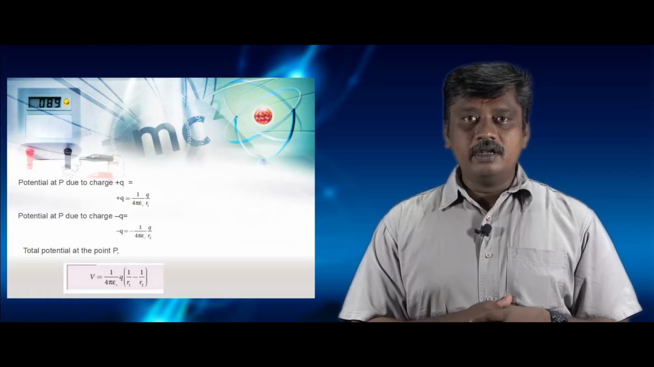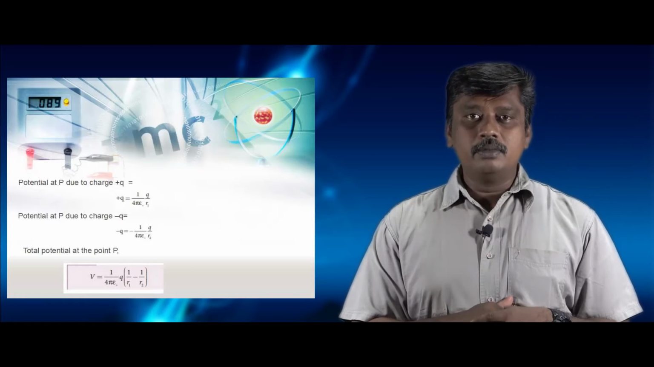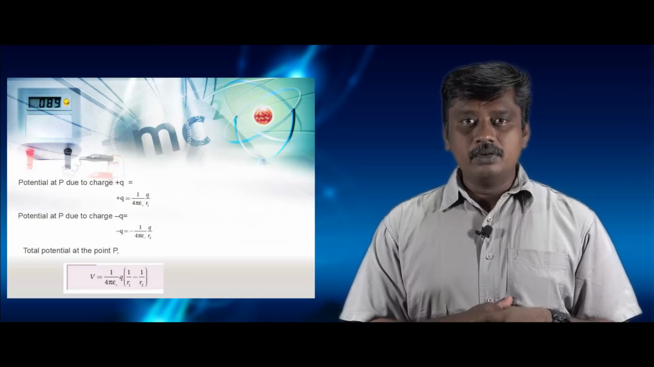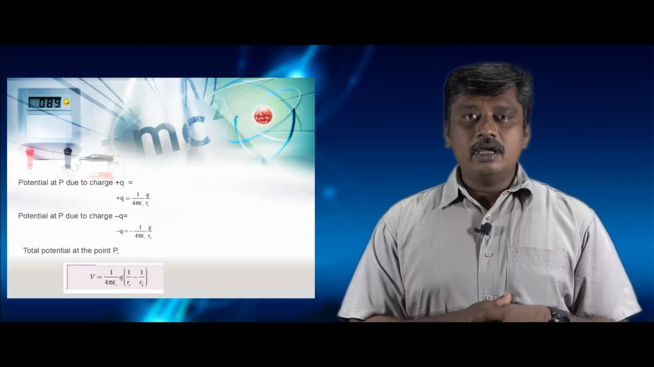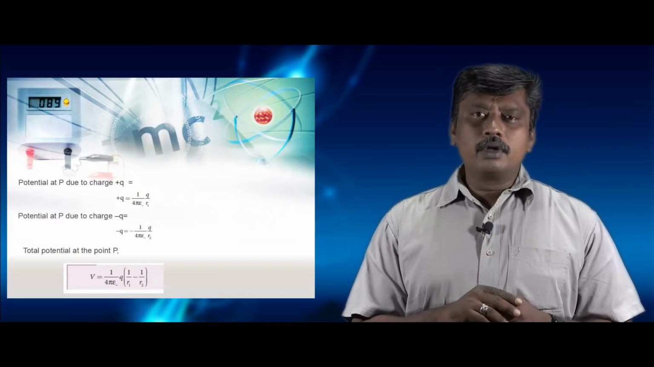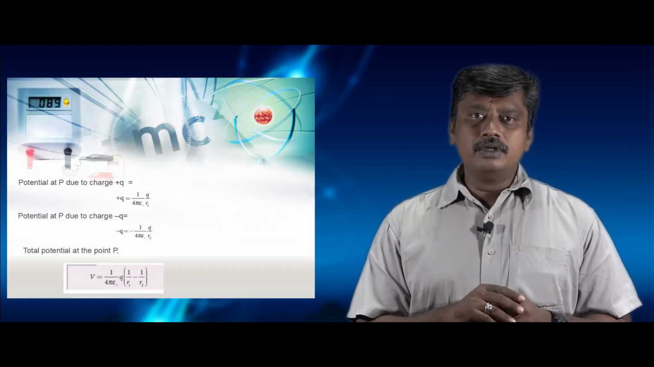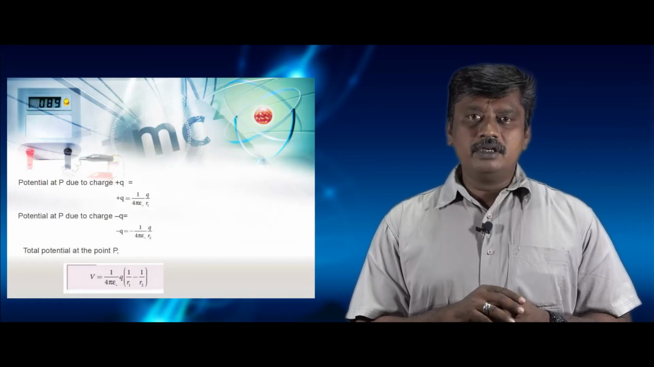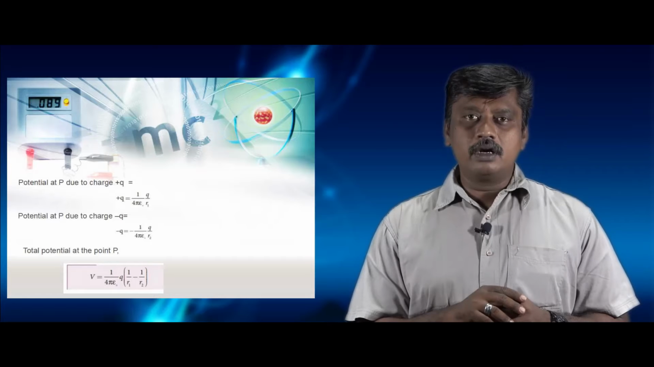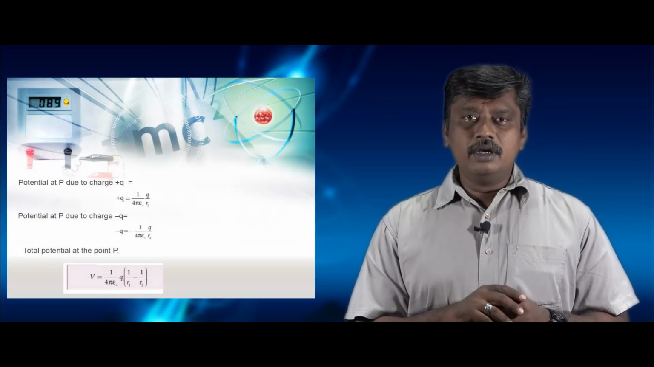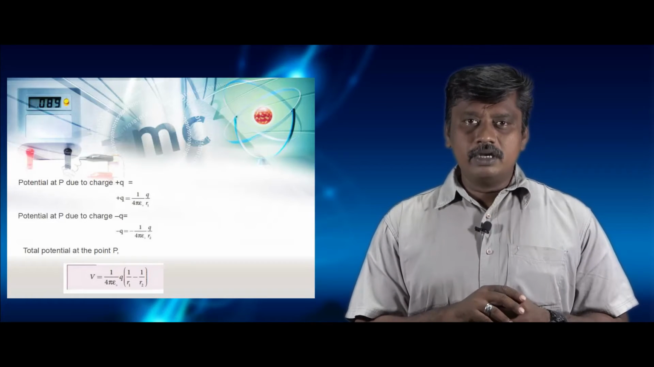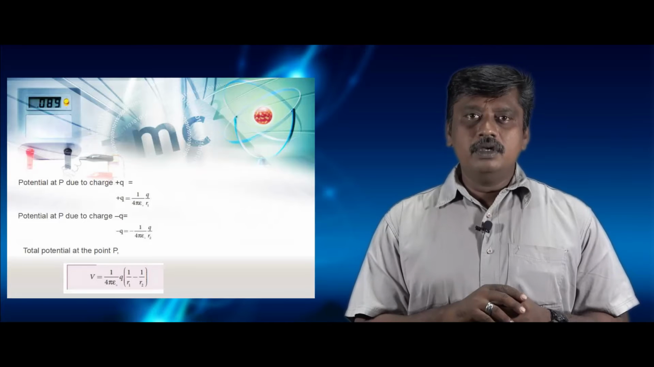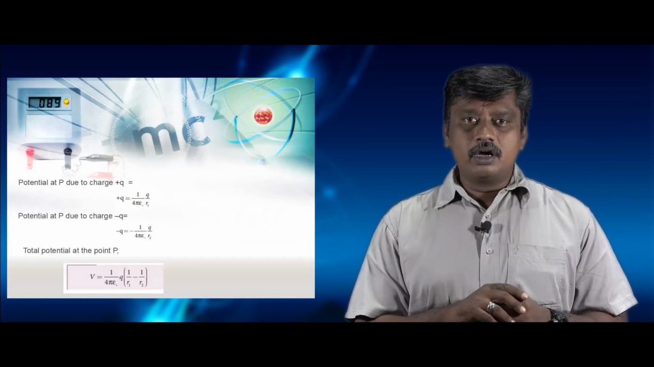Now we want to find the electric potential at that point. To do that, we consider the potential at P due to plus q and minus q separately, and after that, we find the total potential at P. The potential at P due to plus q is given by V1. V1 is equal to 1 by 4 pi epsilon naught q by R1. Similarly, the potential at P due to minus q is given by V2. V2 is equal to minus 1 by 4 pi epsilon naught q by R2.